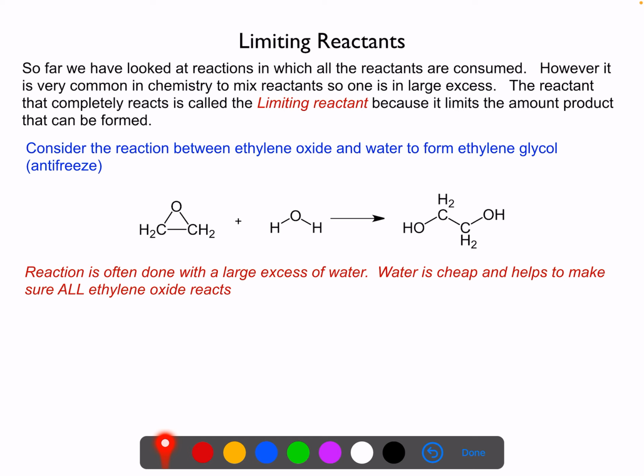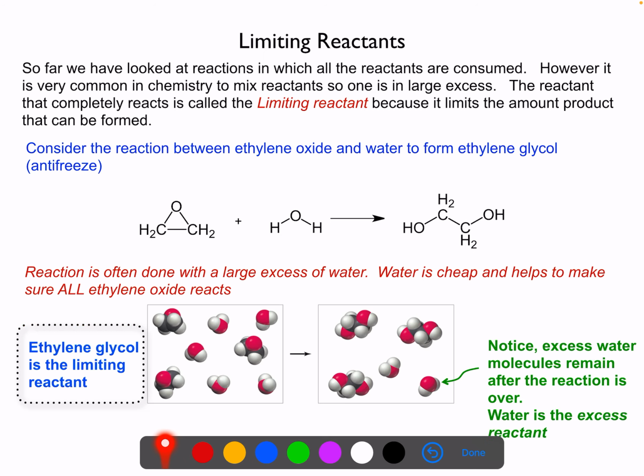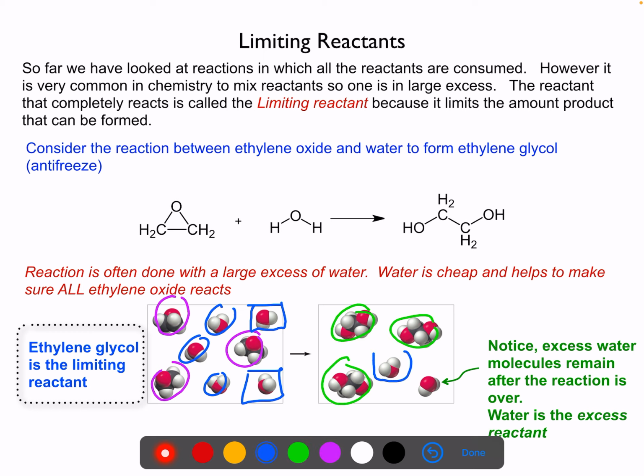And that's the general idea of what a limiting reactant means. We can show this pictorially. Here's your water molecule. Here's your ethylene oxide. I'll circle them for you. We have 1, 2, 3 ethylene oxides, and 1, 2, 3 waters that would react with those, but we also have an extra water here and an extra water here. So after the reaction, we have 3 product molecules, but we have these 2 water molecules left over. We have an excess amount of water. We've used up all the ethylene oxide.